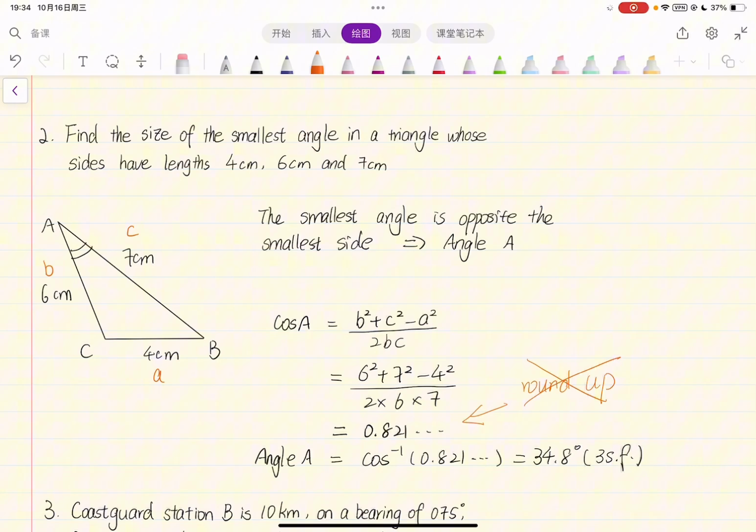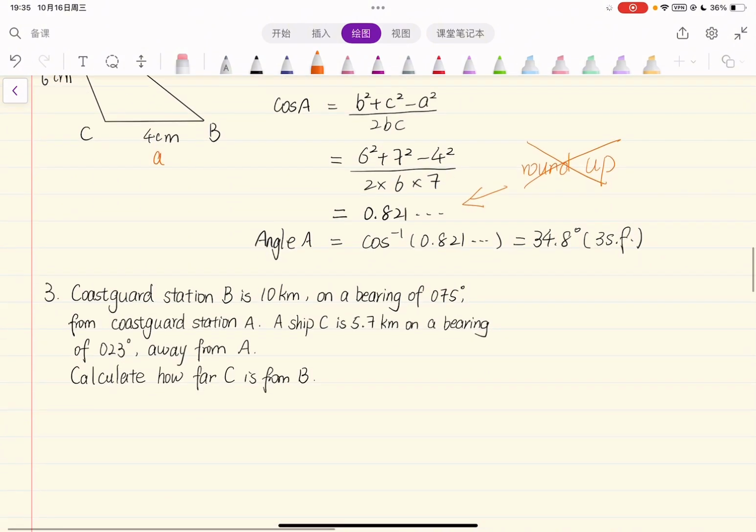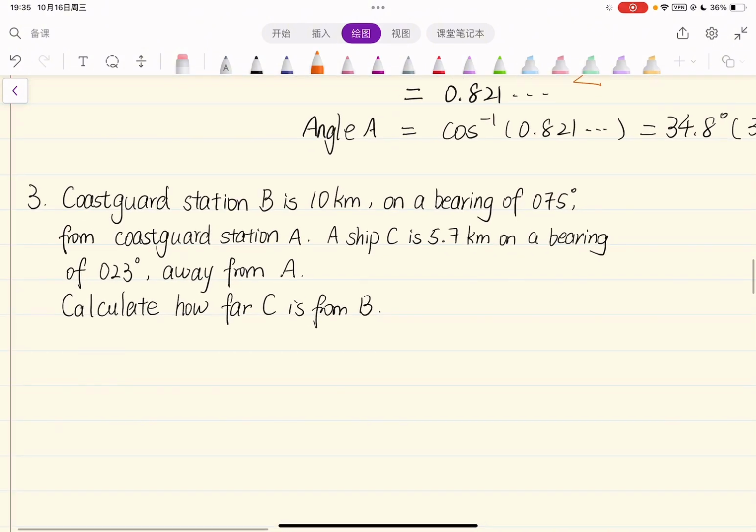Now let us move on to the question 3. The question said Coast Guard Station B is 10 km on a bearing of 075 degree from Coast Guard Station A. A ship C is 5.7 km on a bearing of 023 degree away from A. Now calculate how far C is from B.